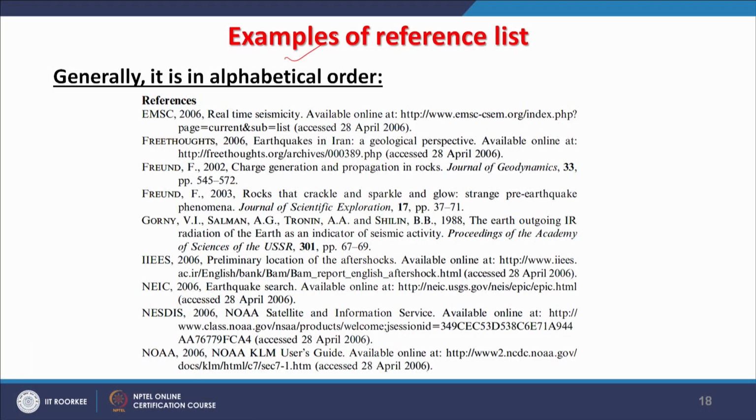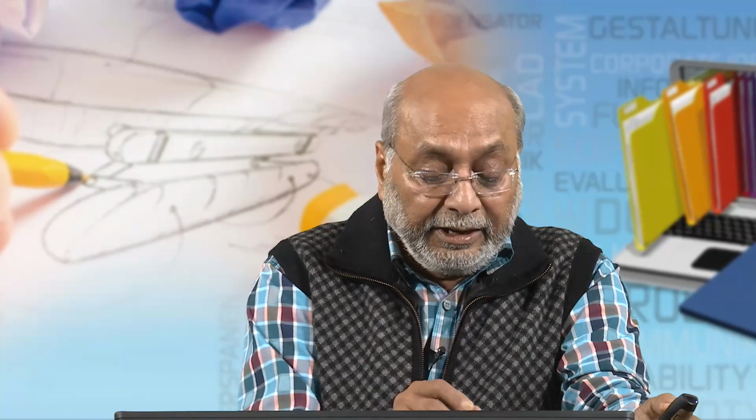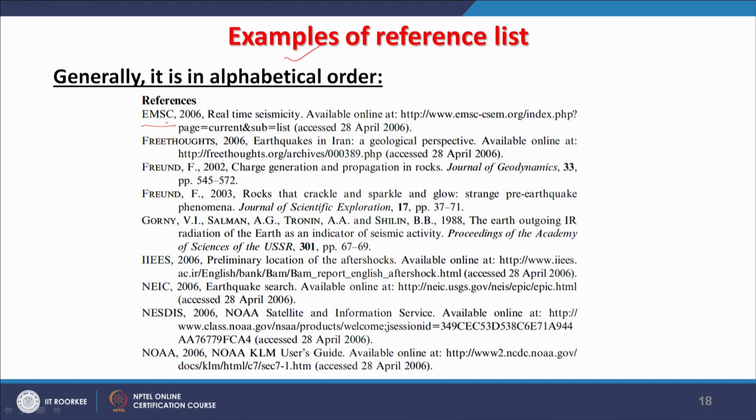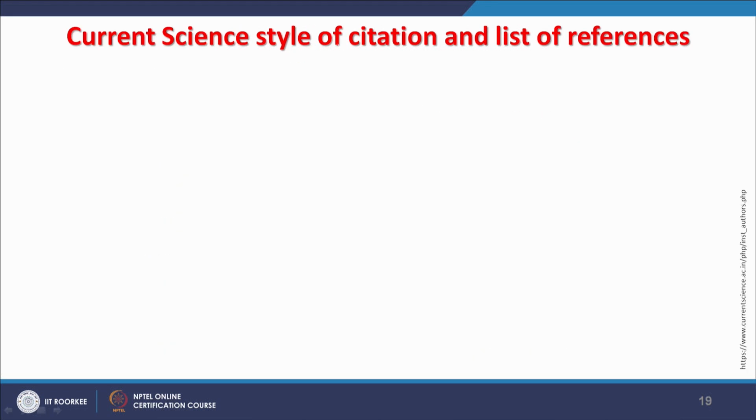For example, here I have presented from a publication the list of references sorted in alphabetical order. So, the searching within the list of references becomes much easier. It is not the way they have appeared. The first one, EMSC, does not mean that this has appeared first in the text and other references came after that. No, not like that. So, this is the good practice that is followed.